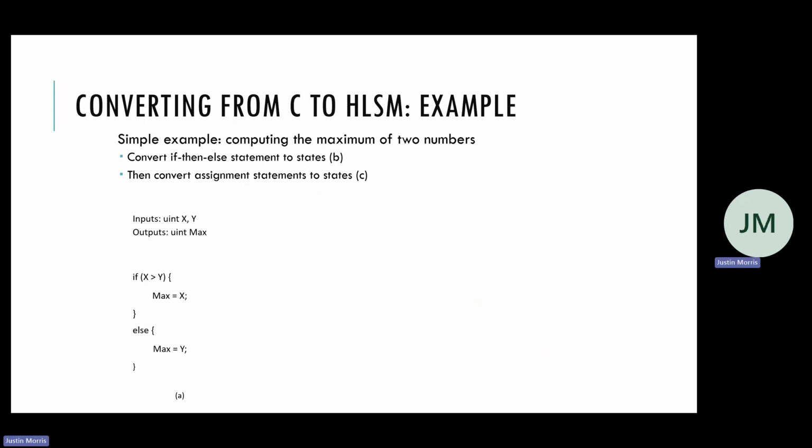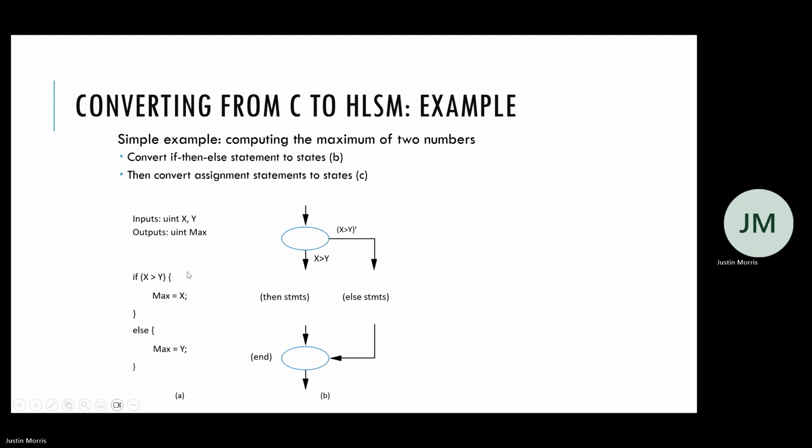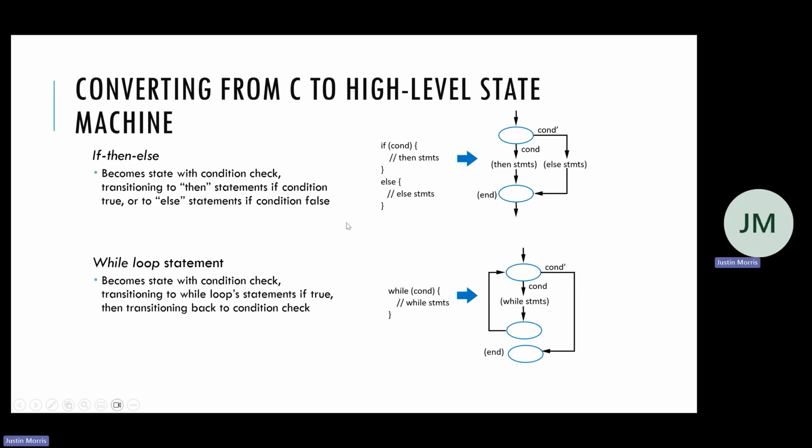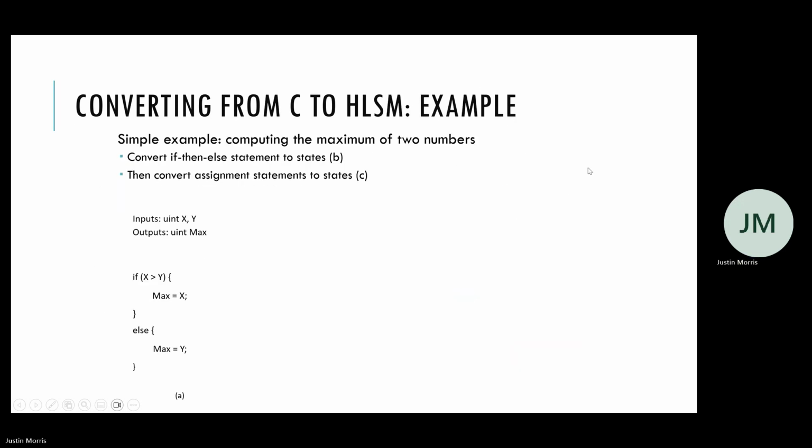All right, so then if we have this simple example, we want to compute the maximum of two numbers. So here's our C code, right? We have these unsigned integers x and y, and our output is an unsigned integer max. If x is greater than y, max is x, else max is y. Here's my if and else. So we use that construct, right? If else, it's this template.